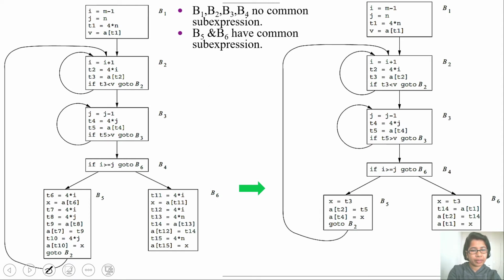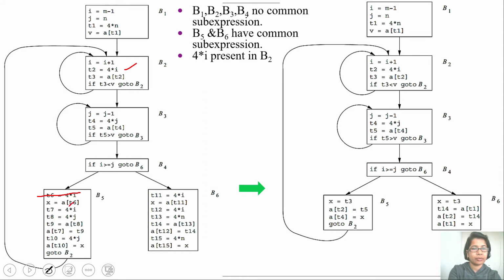The first statement of block 5 is T6 equal to 4 multiplication I. 4 multiplication I is already present in block 2, so we'll remove it. We are checking another block. That's why it is called global common sub-expression elimination, as we are eliminating common sub-expression by checking other blocks, not within the same block. 4 multiplication I is already present in block 2, so we'll remove it.